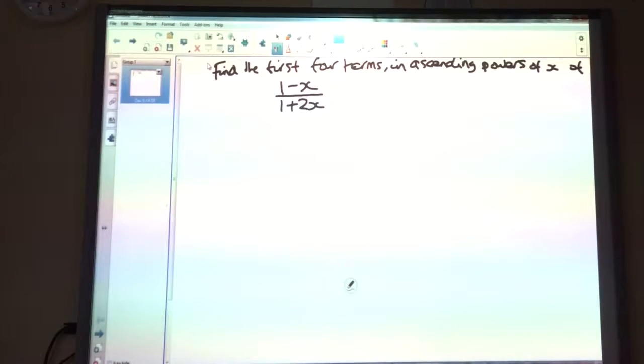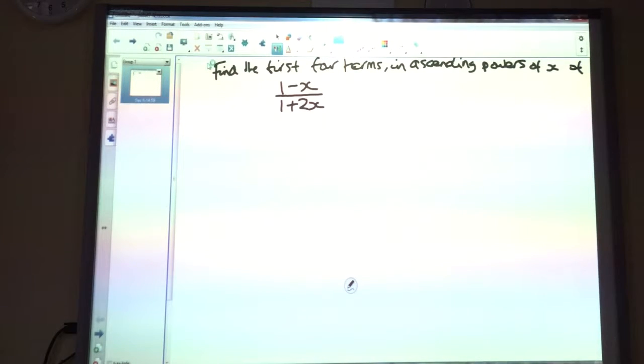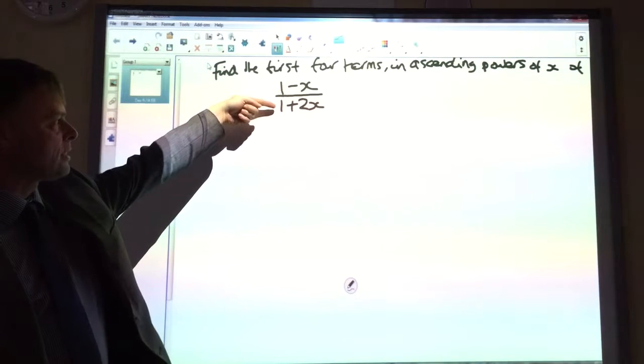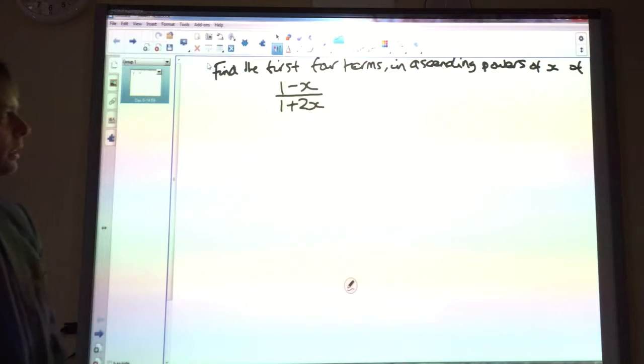So, slightly more difficult binomial expansion. We've got something on the top and something on the bottom. It turns up quite a bit, it has to be said, and you need to be able to deal with it. The question will tend to ask you to do this bit on the bottom first, and this will be a part B kind of thing to it, but we'll do it all in one go.